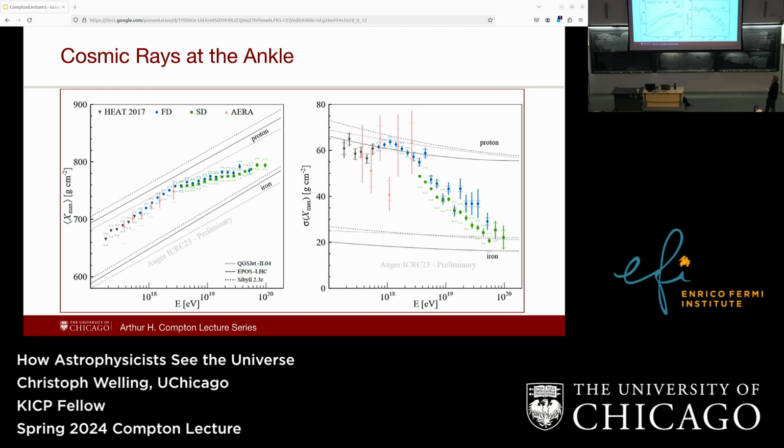So this line here tells you what you would expect if it was all protons. This tells you what you expect for all irons, and then the different lines are just different ways you can model this. And you can see that for a long time it looks like it's fairly light, and then suddenly it looks like it's getting heavier. And you see the same trend if you look at the variation between showers. So even at this very high energy cutoff, you also see this picture that our composition seems to get heavier.